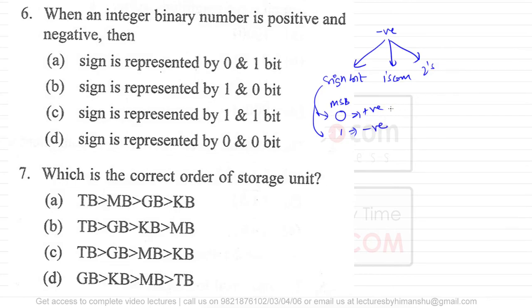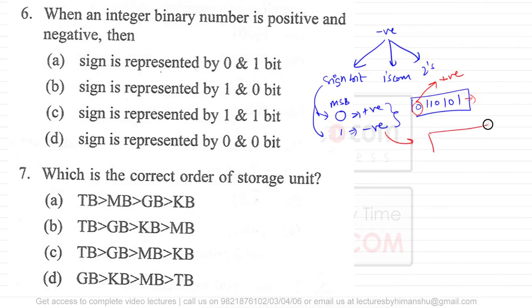Now for this particular case, if I say we have the number 0110101, because the most significant bit here is 0, that means it is a positive number. And what is this number? So you can just convert this binary number to a decimal number.